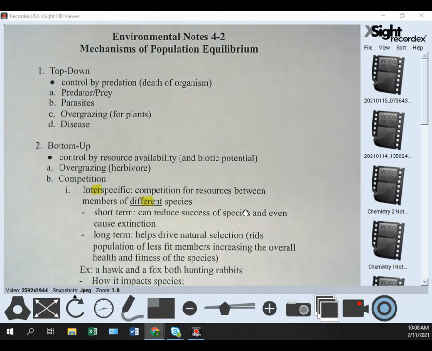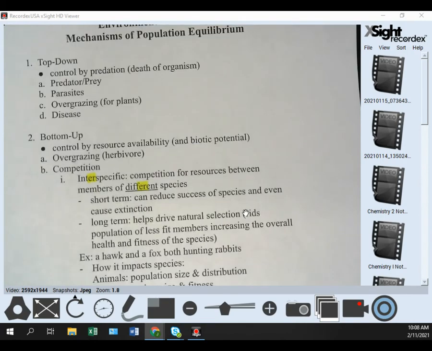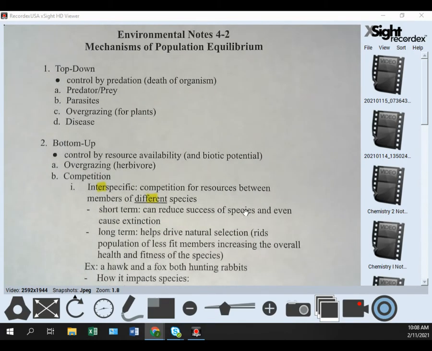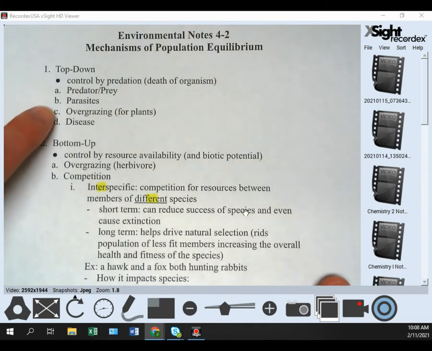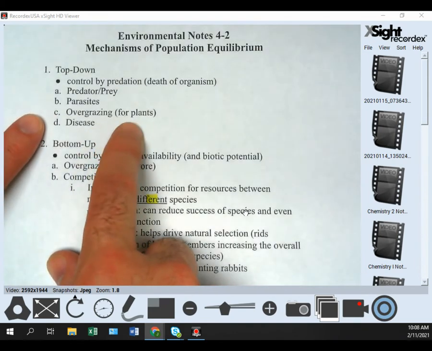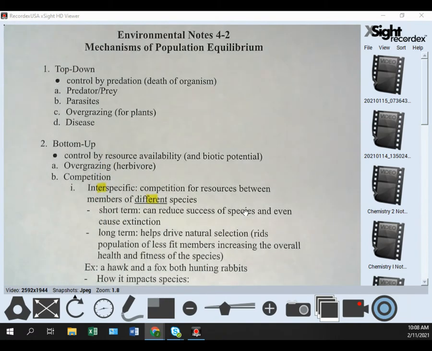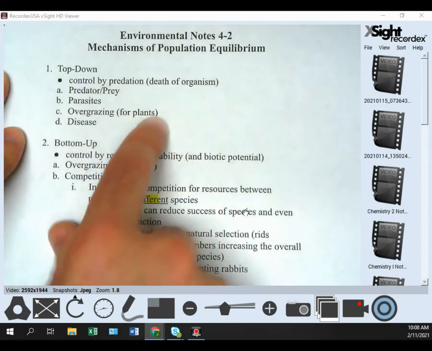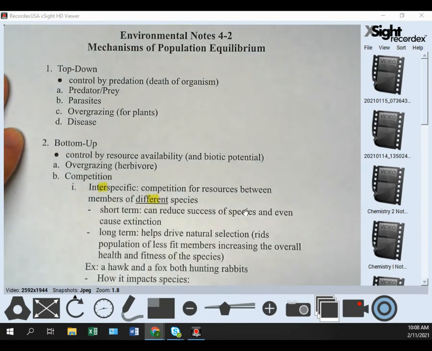Parasites, not all of them kill, but some of them can kill what they're preying on, their host. Overgrazing, and I have in parentheses for plants. In other words, for a plant population, if an herbivore is overgrazing that area, in reality that's a predator-prey relationship. The plant is being preyed on by the herbivore, the cow, the deer, whatever. No, it can't run away, but it's still a predator-prey relationship. It's being eaten and killed. So overgrazing for plants would be top down because they're being killed and dying.